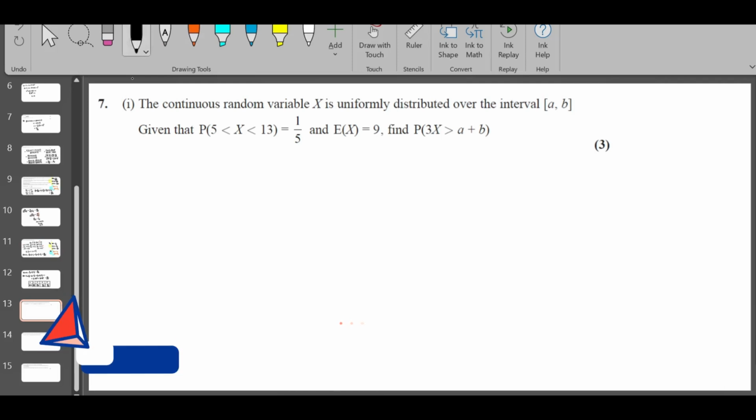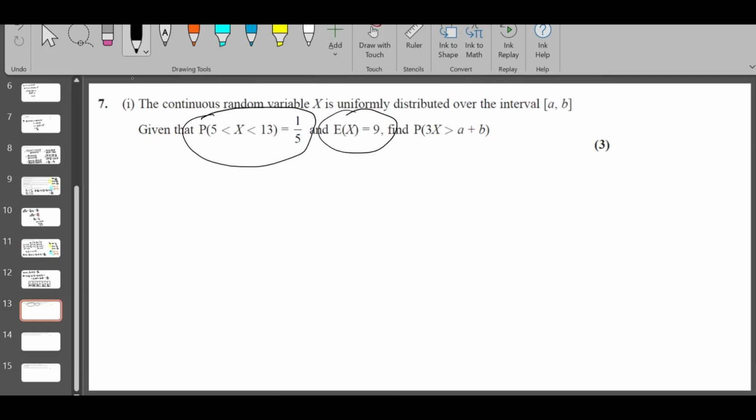Question number 7 now. The continuous random variable x is uniformly distributed over the interval a comma b. Given that p of 5 to 13 is 1 over 5, e of x is this, find this. So we need the value of a and b first, right?